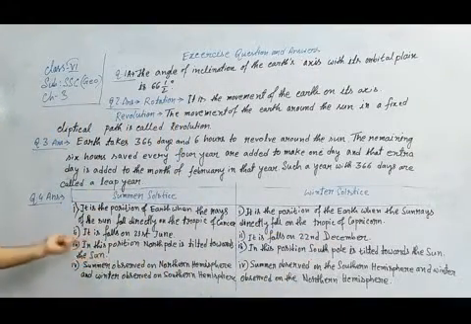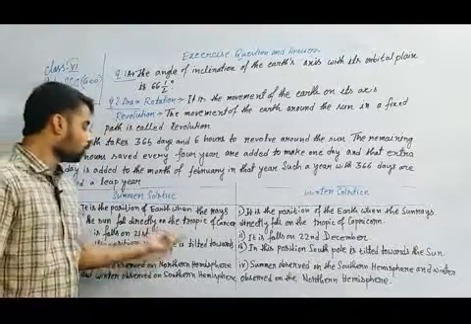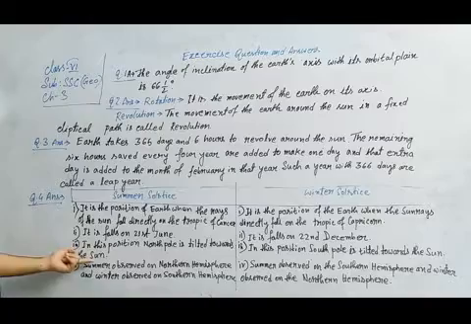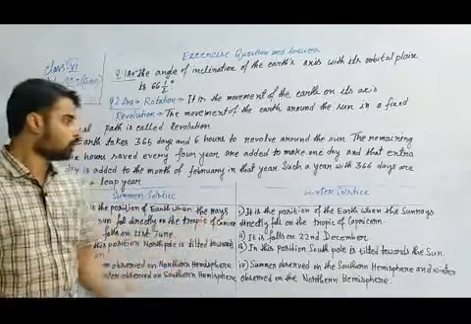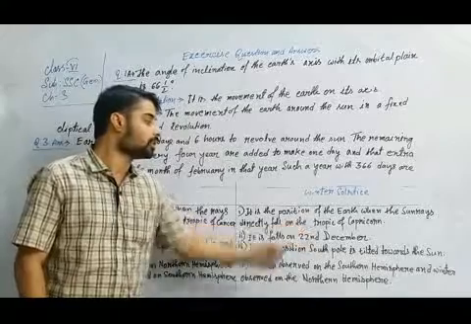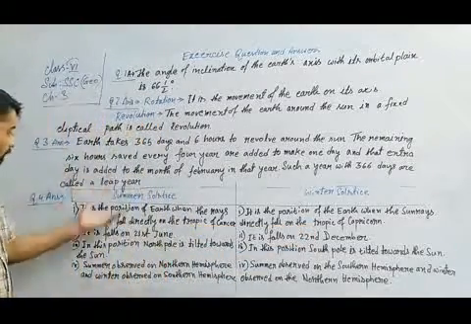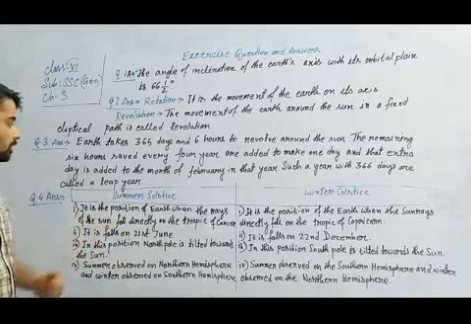Now summer solstice, point number 3: in this position the North Pole is tilted towards the Sun. On the other side, in winter solstice, in this position the South Pole is tilted towards the Sun. Okay, just opposite. Now, point number 4 in summer solstice.